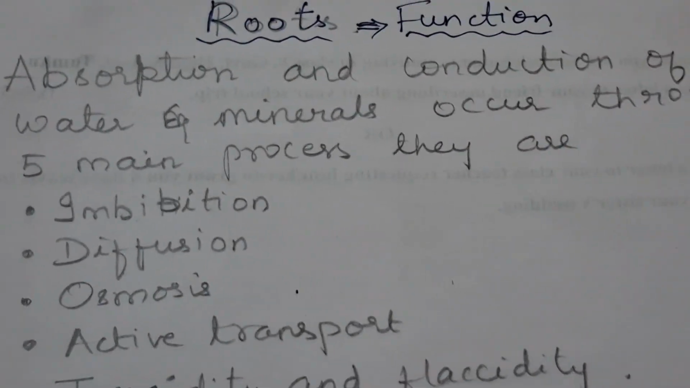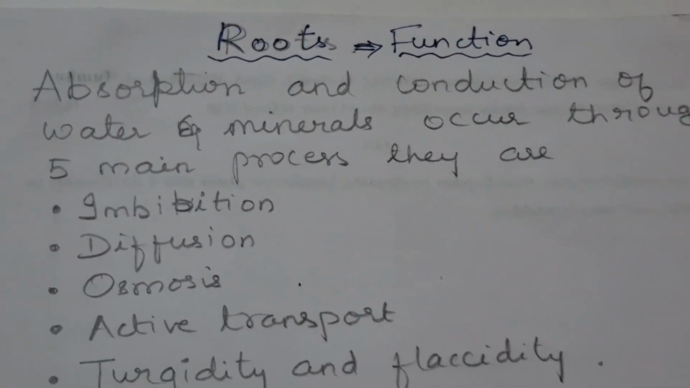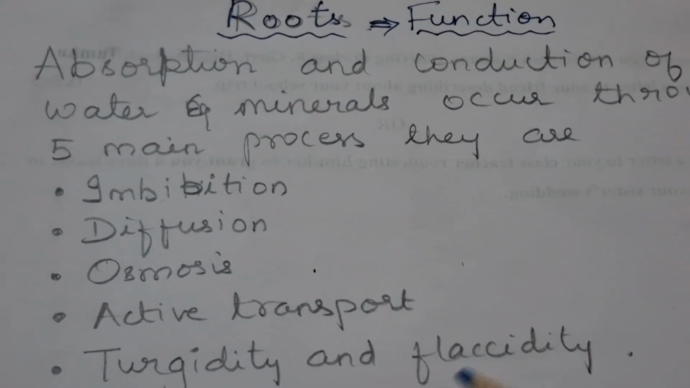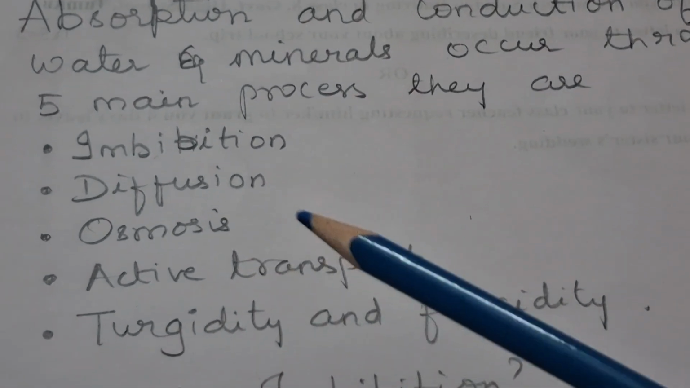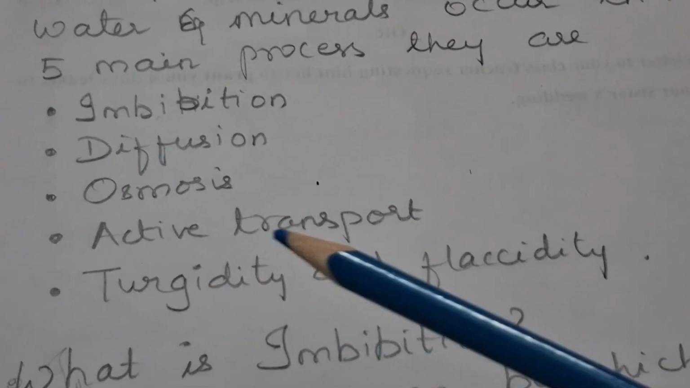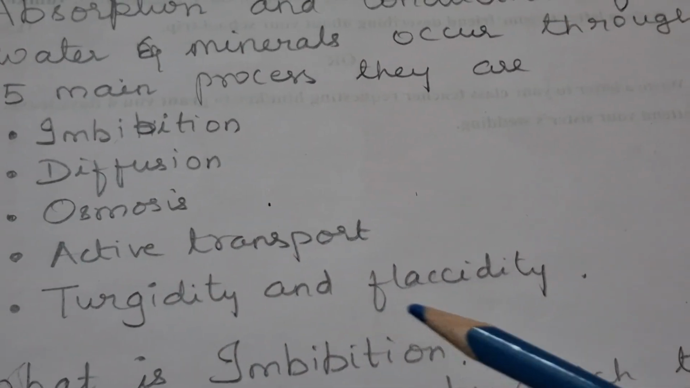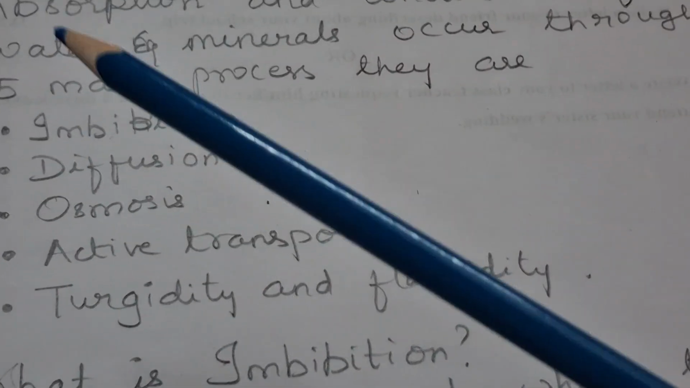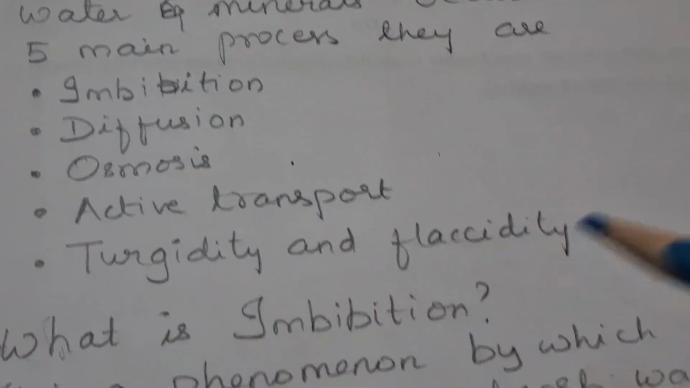Absorption and conduction of water and minerals occurs through five main processes. They are imbibition, diffusion, osmosis, active transport, and turgidity and flaccidity. Through these five main processes it happens.